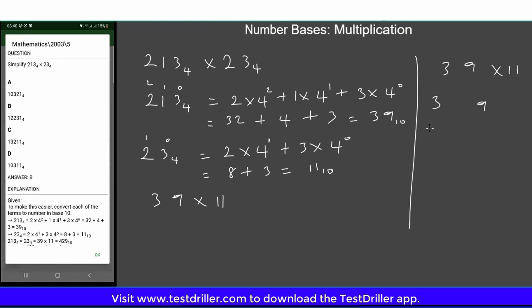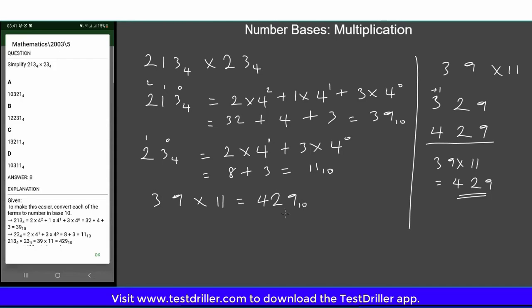Just add up 3 plus 9 and that will give you 12. Then you write 2. The remaining one, you take it to the one on the left. So you add it to the one on the left. That will give you 4, right? That's plus 1. So that will give you 4, 2, 9. So it means 39 times 11 equals 429. So this is just a way to multiply any number by 11 without a calculator. So this is 429 in base 10.